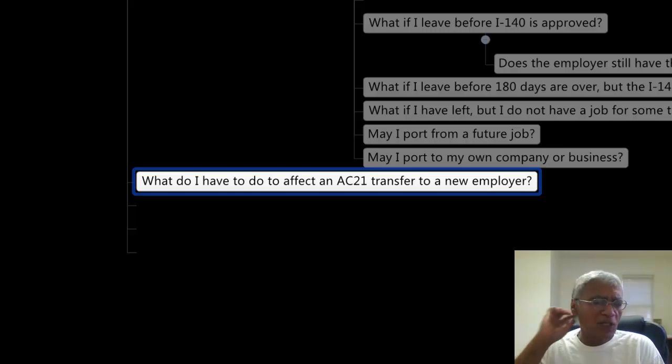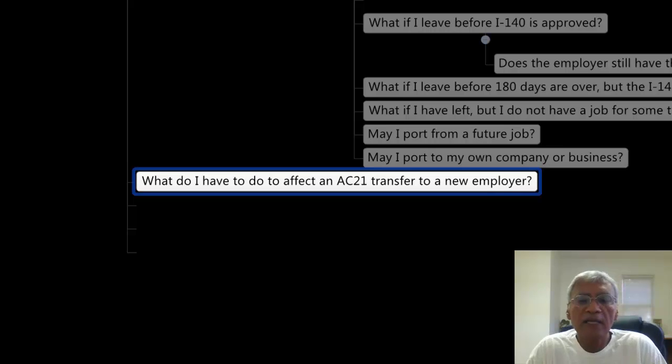A question that I'm asked quite often is, what do I have to do for an AC21? What does it involve? Well, the interesting thing is there is no law on what you are required to do. If you don't inform the government, you're not breaking any law. But in most cases, it's a smart idea to inform the government.